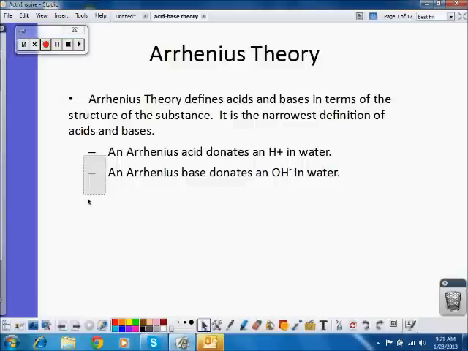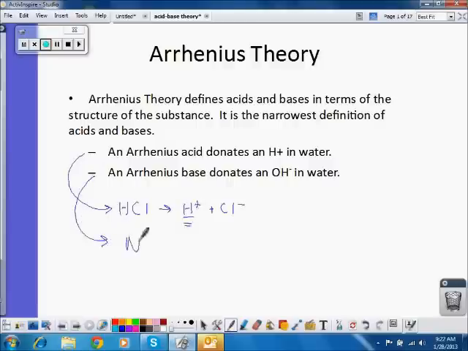So anything that's an acid, for example, HCl, would give me H+ when it dissolves in water. So that means that HCl is acidic. Likewise, with an Arrhenius base, if I take something like sodium hydroxide and dissolve it in water, I get sodium ions and hydroxide ions. So in order to be an acid, you have to have an H+. In order to be a base, you have to have an OH-. So this is the most limited definition of acids and bases.